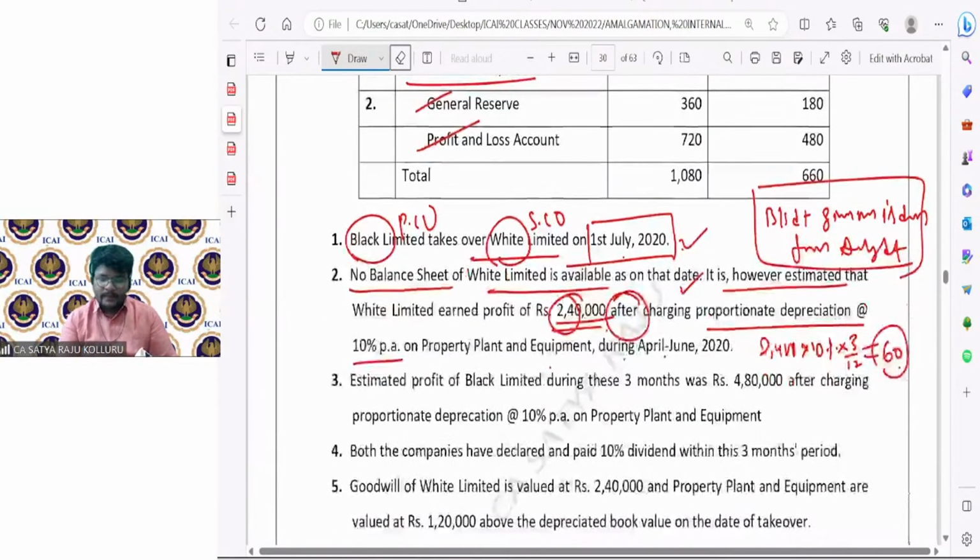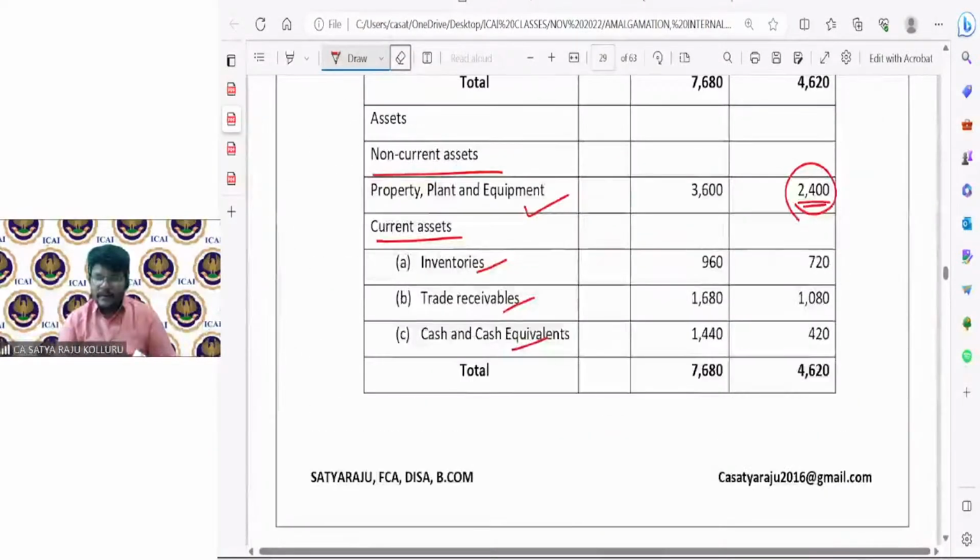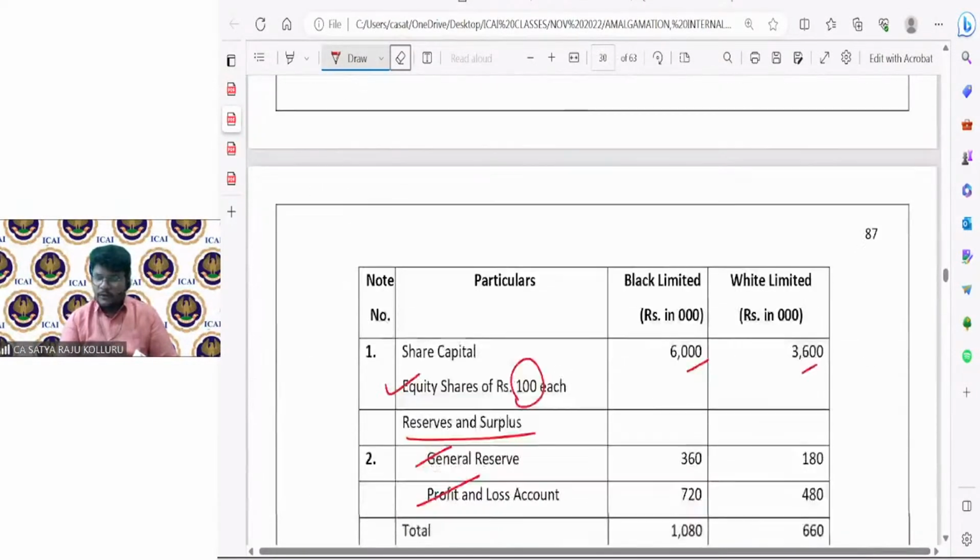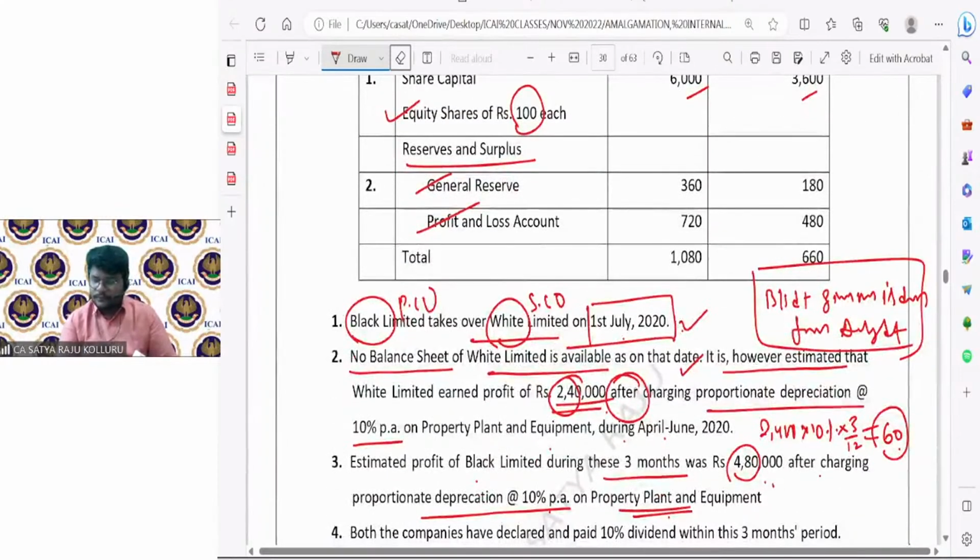Next, the estimated profit of Black Limited during these 3 months was 480 after charging proportionate depreciation at the rate of 10% per annum on PPE. Here also I need to depreciate PPE at the rate of 10%. That is 3,600 into 10% into 3 by 12. What is the amount of depreciation I'm working out? Okay, I'm not doing the problem, I'm just reading the problem.